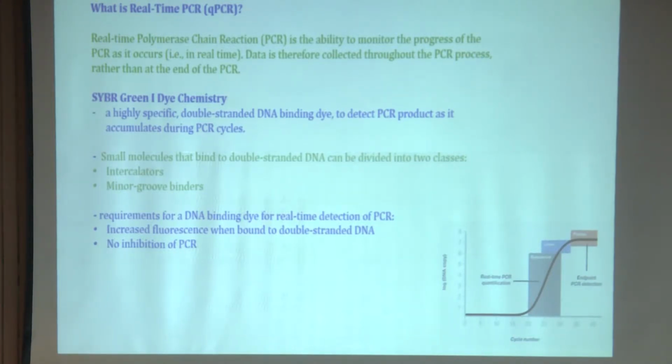So again, Dr. Kumar gave you two chemistries. One is SYBR chemistry, and the other one is TaqMan probe. He also explained why we use the term probe, but not primer, in the case of TaqMan. Okay. So here we will see about SYBR, a highly specific double-stranded DNA binding dye to detect PCR product as it accumulates during PCR cycles. Where do they bind? So we know about ethidium bromide.